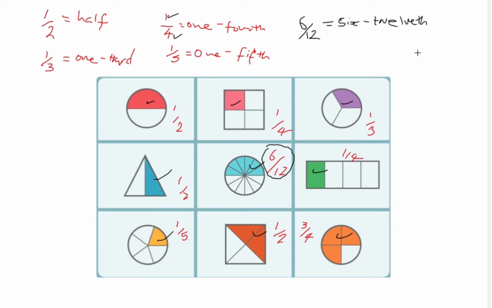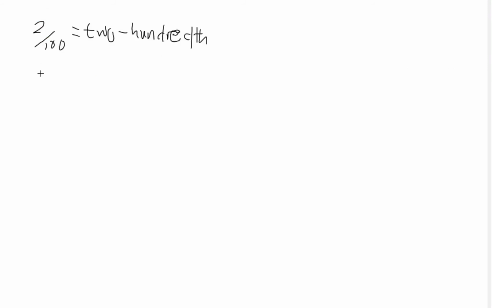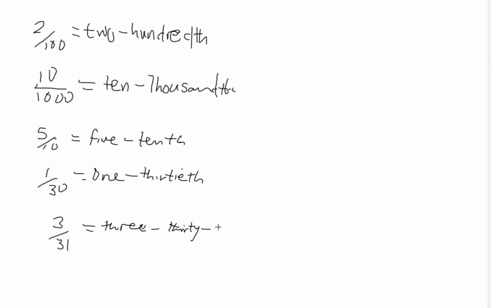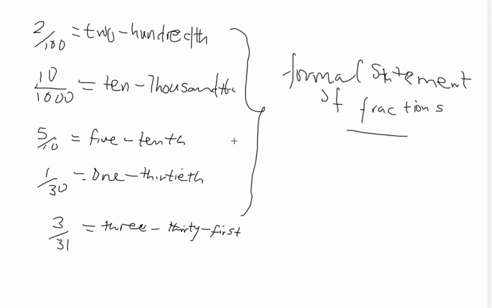6/12. If I get 2/100, we will call am two hundredths. If I get 10/1000, we will call am ten thousandths. If I get 5/10, we will call am five tenths. If I get 1/30, we will call am one thirtieth. If I get 3/31, three thirty-firsts. So those are the formal statements of fractions.